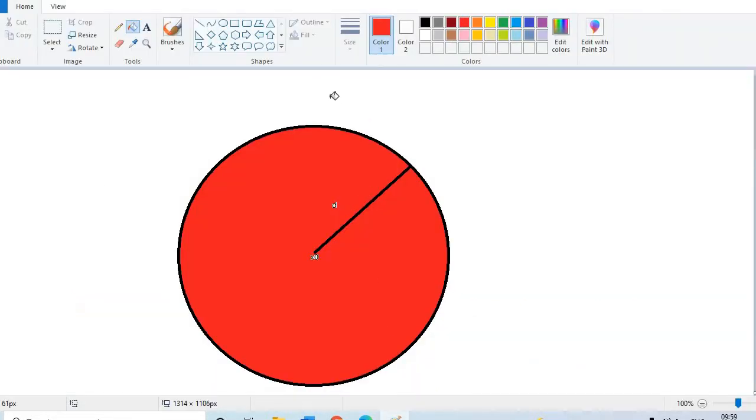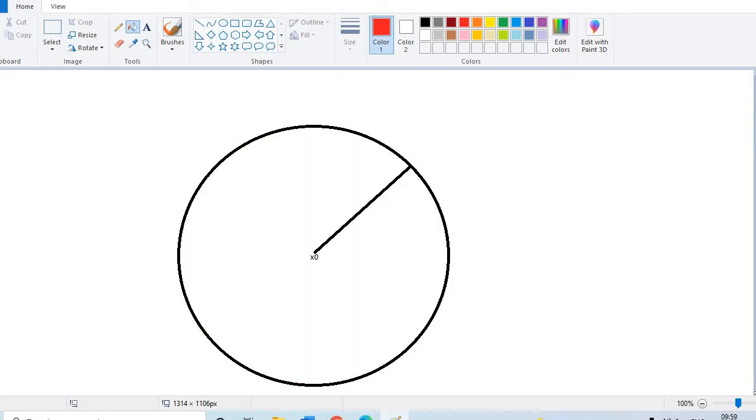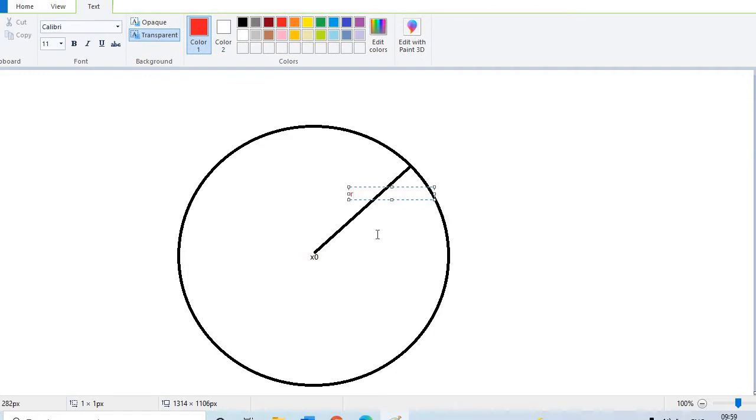Here, instead of d, they have used R. Let us use the same. R.